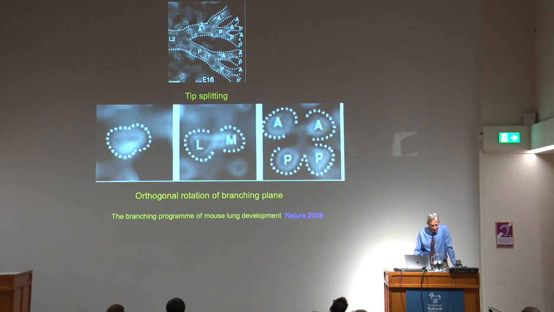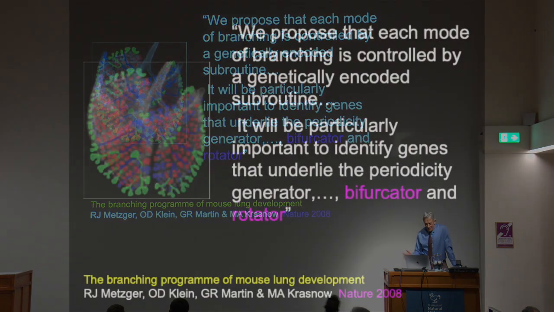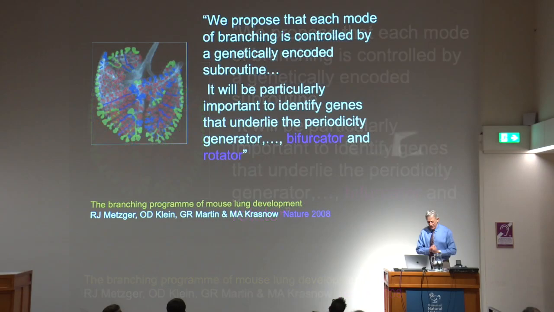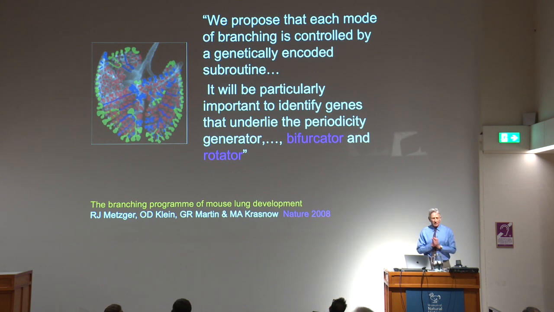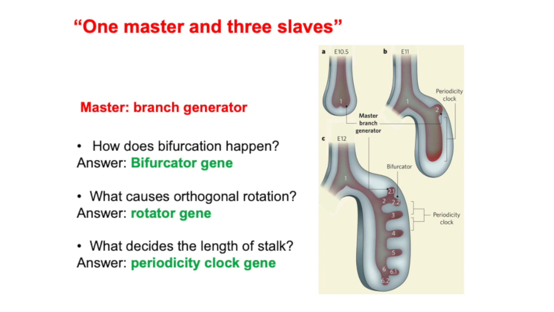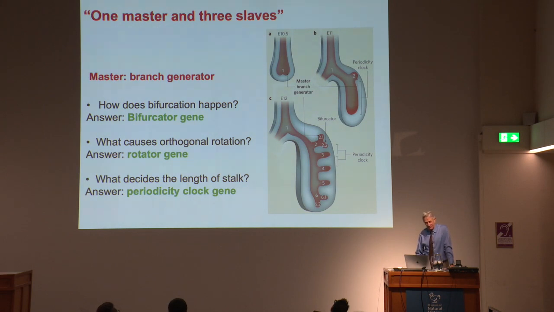But what is the mechanism? And here one is profoundly disappointed. All they can say is each mode of branching has a genetically encoded subroutine. And it will be particularly important to identify the genes that underlie the periodicity generator, the bifurcator, and the rotator. There was a News and Views about this paper in which the author chose an extremely unfortunate metaphor of the master and the slaves, which is unfortunate not just for its social connotation, but its bad biology. I'm not just saying it's offensive socially, it's bad biology.